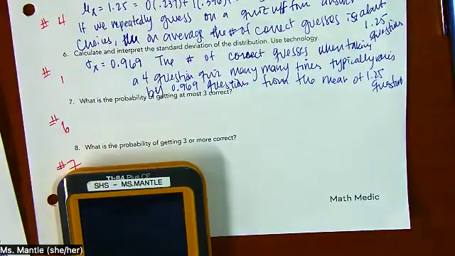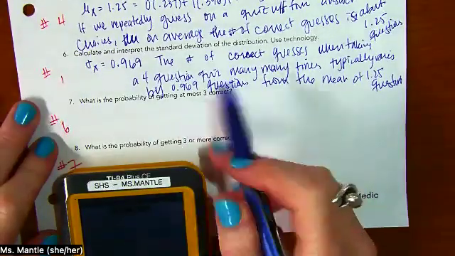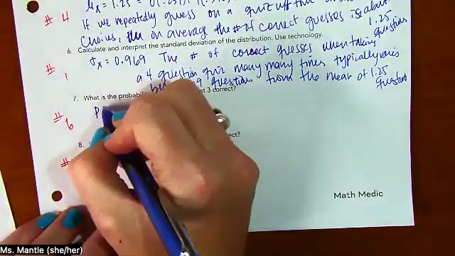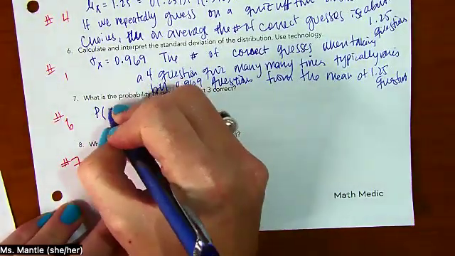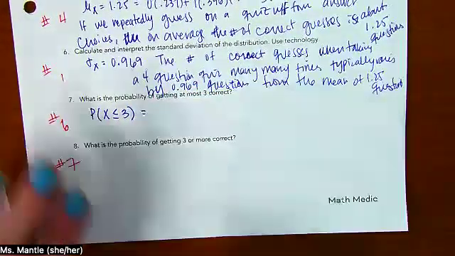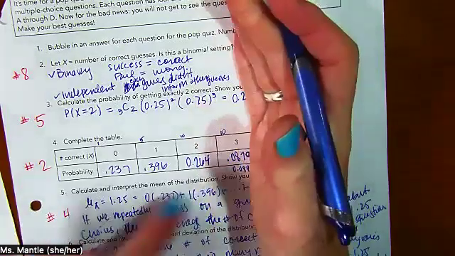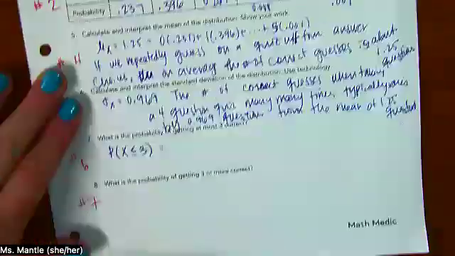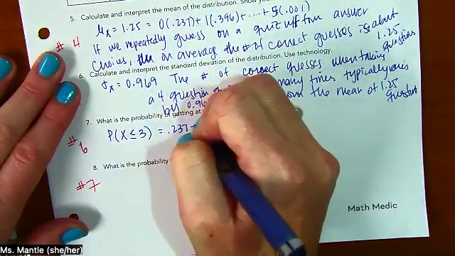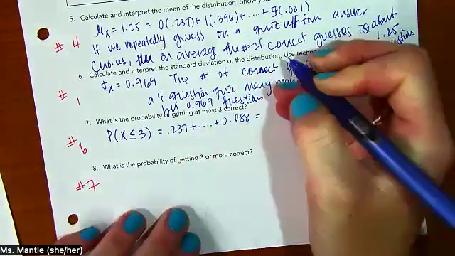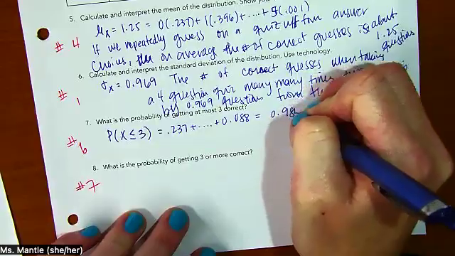Okay, so the probability of getting at most 3 correct. I strongly recommend that you write this as a probability statement. So X is at most 3. That means less than or equal to 3. And so in the probability distribution, we're just talking about these values that are here, right to the left. So we're just going to add these 4 values together. So 0.237 plus dot dot dot plus 0.088. When you do this, you get 0.985.